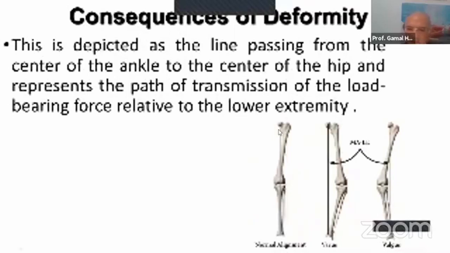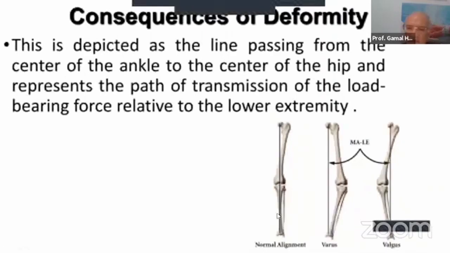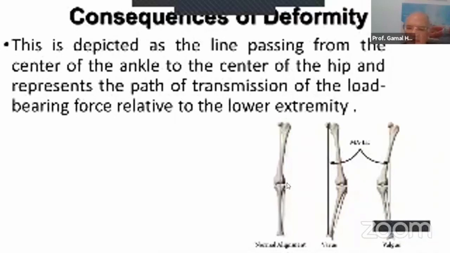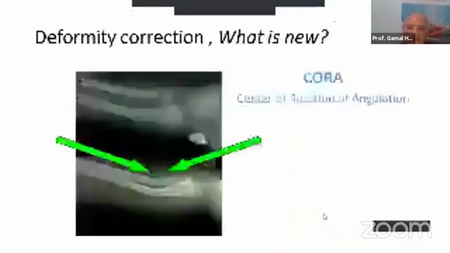Normally, this line from the center of the hip to the center of the ankle passes through almost the center of the knee. In cases of deformity, if it passes medial to the center of the knee, that means we have a varus deformity. And if it passes lateral to the center of the knee, that means we have a valgus deformity.